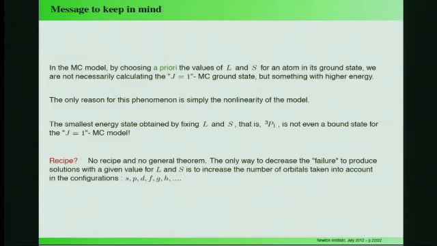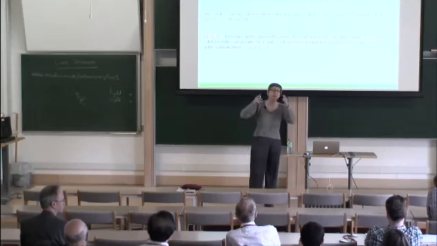So the only way to decrease the failure is to increase the number of configurations, to add other electrons in the second layer, like F, G, H, etc. Of course, if you add and add configurations, we all know you are approaching the linear problem. And in the linear problem, there is no difficulty. So there is no recipe to avoid the failure. The failure is there, if you want to call it failure.